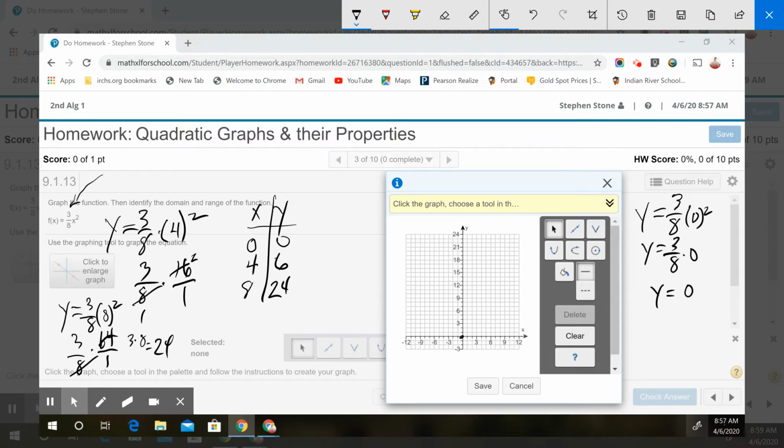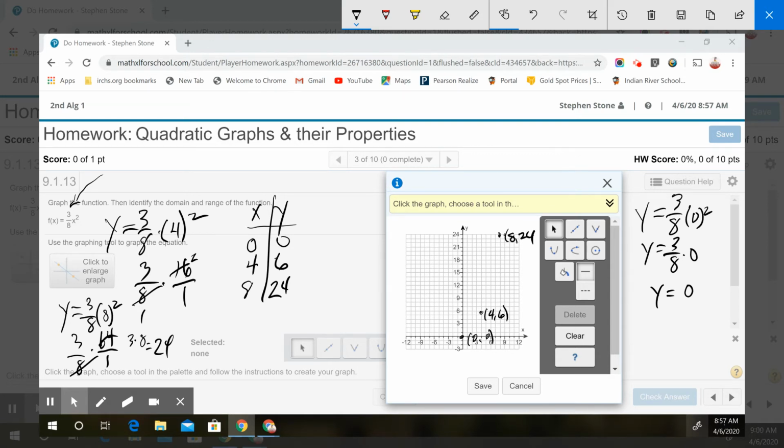So I'm just going to plot those 3 points. I go to 4 and 6, which is right there, and then 8, which is here, all the way up to 24. Now, I only have the points on the, well, that's on the wrong spots right here. There we go. Okay, so that's the point 0, 0. This is the point 4, 6, and this is the point 8, 24.